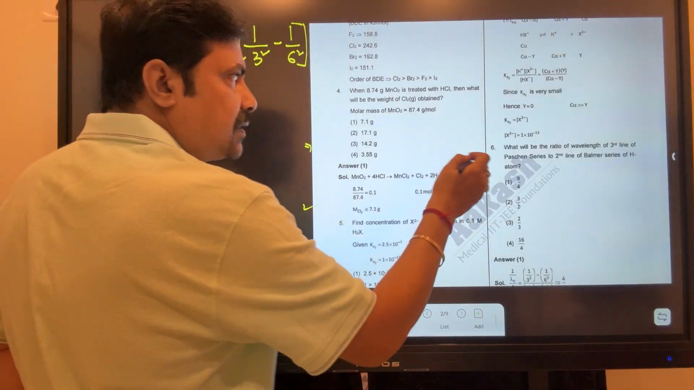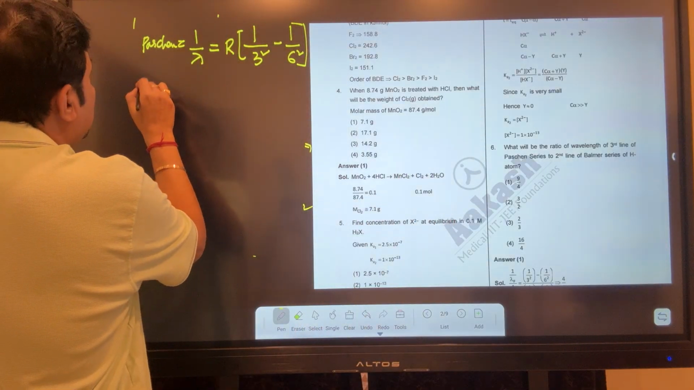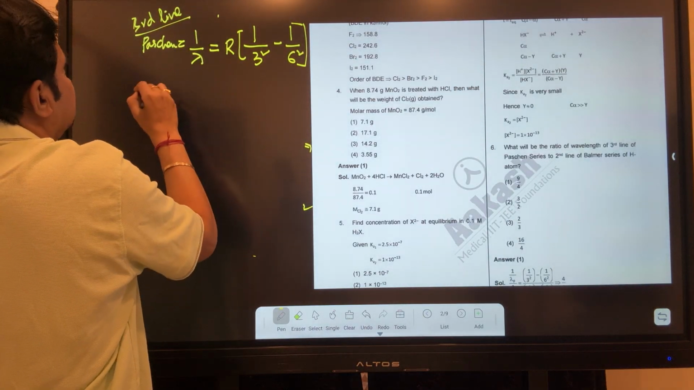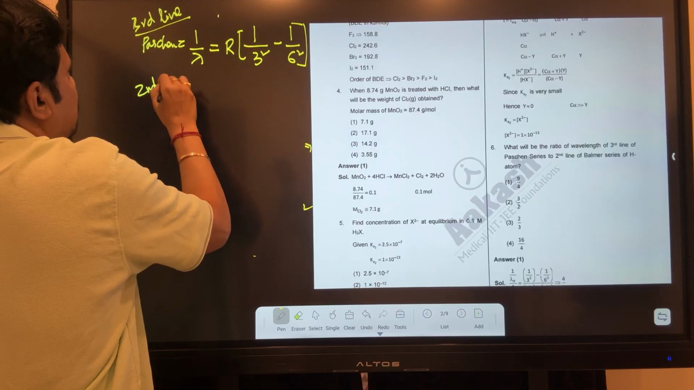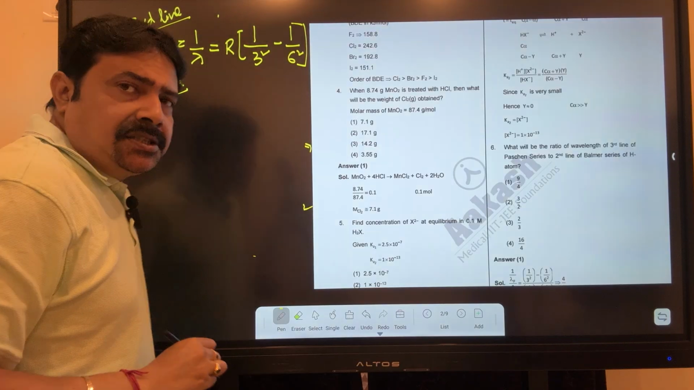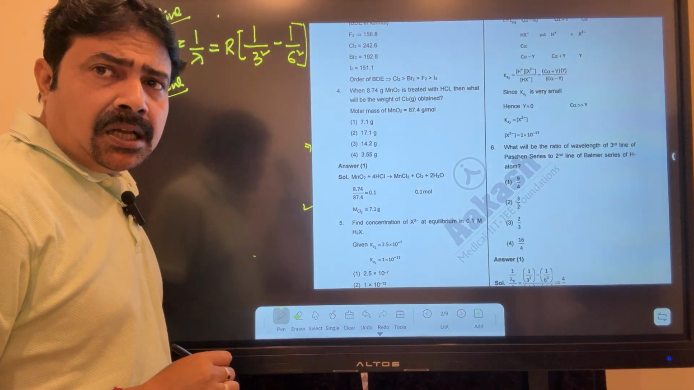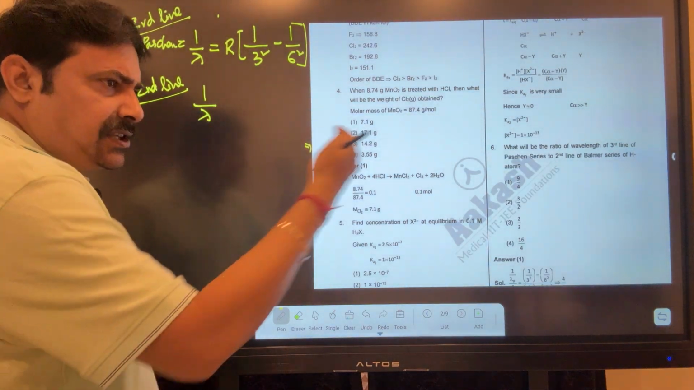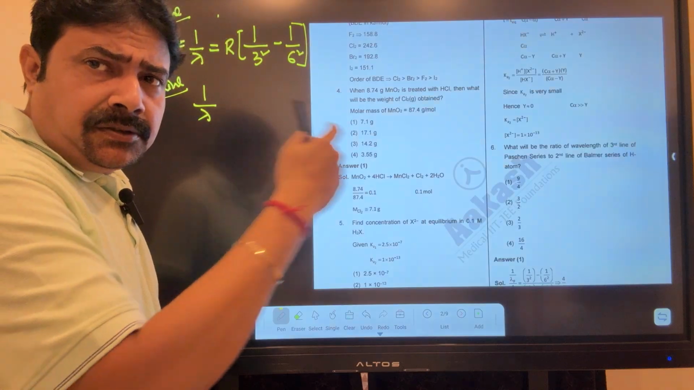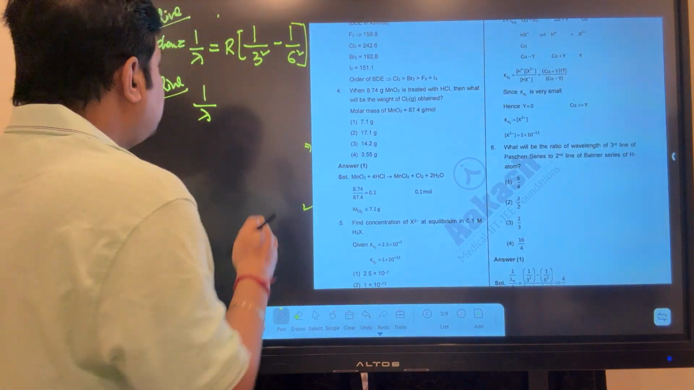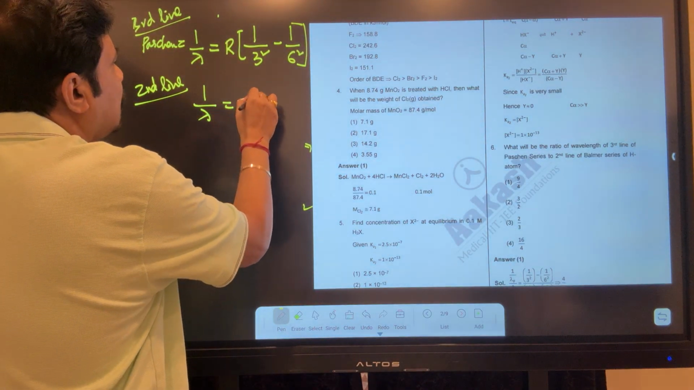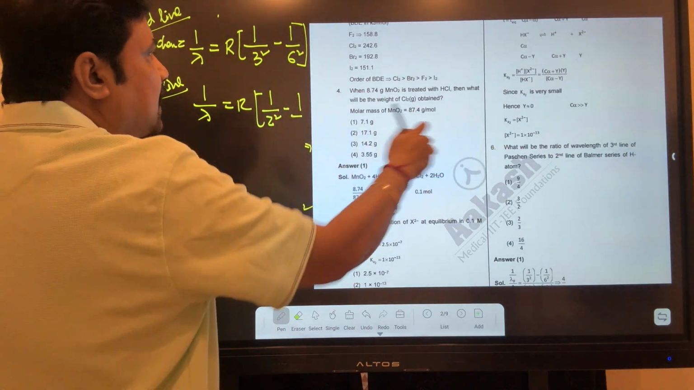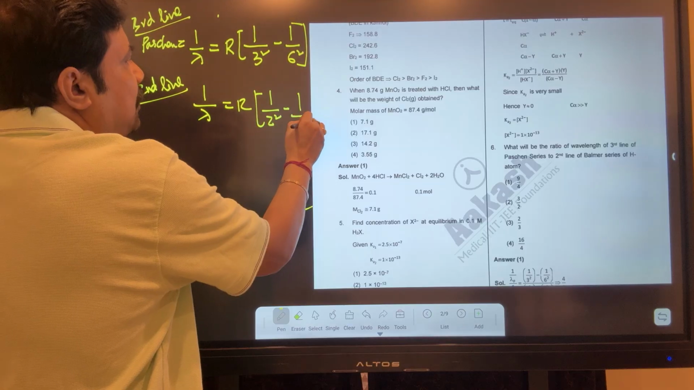Now the second line of the Balmer series. This is the third line of the Paschen series, then the second line of the Balmer series. Balmer series means the electron is jumping from all higher energy orbits to n equals 2. So here 1 by lambda: first line means 3 to 2 transition, second line means 4 to 2 transition. So then 1 by lambda equals R times 1 by N1 square, lower energy, minus 1 by N2 square. This is the second line, so here there will be 4 square.